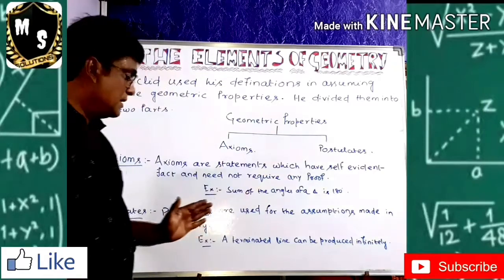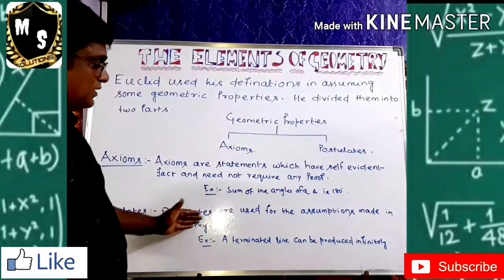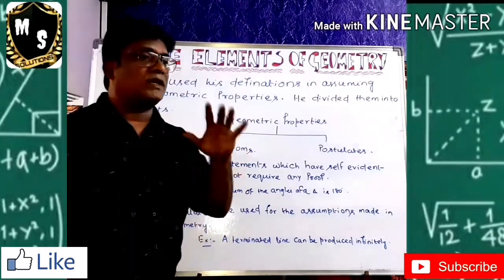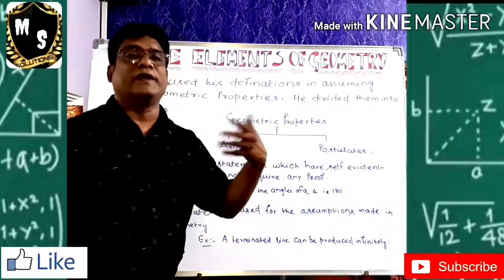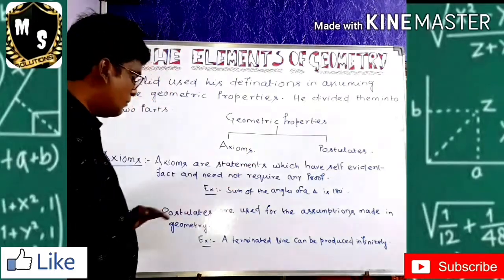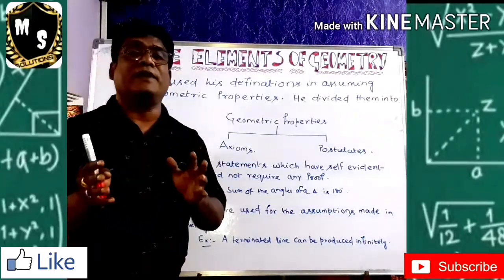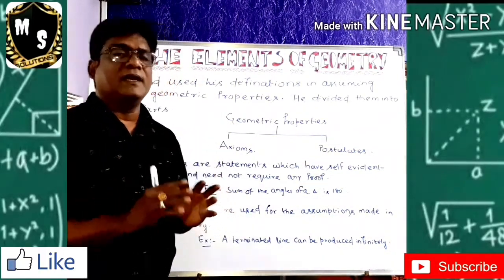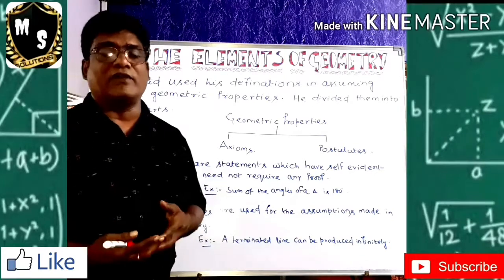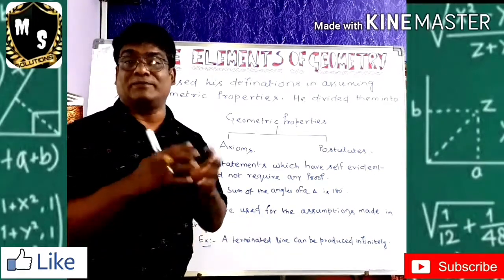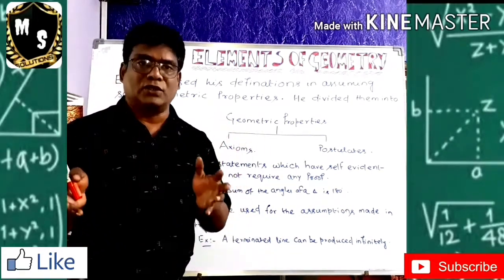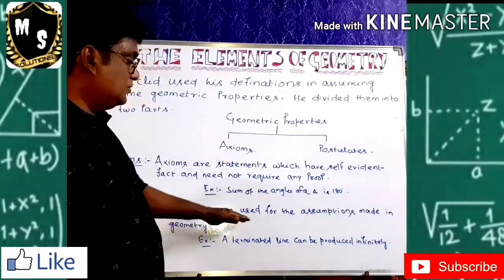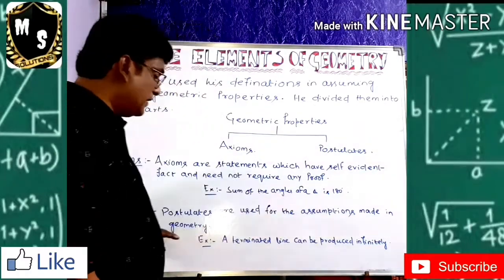Now come to the postulate. Postulates are used for the assumptions made in the geometry. Assumptions means you are assuming something. We have to prove it again. That is called the postulates. That means it still needs some evident fact behind it. Still some more evidence is required for that. For that reason, it was not accepted by all. It is under the assumption. For that reason, it is under the heading of postulates. So postulates are used for the assumptions made in geometry.